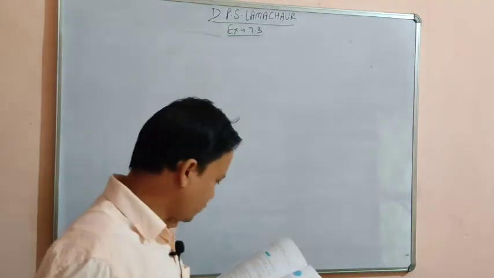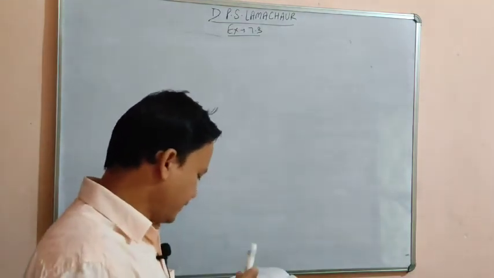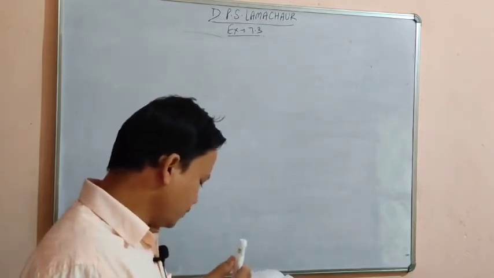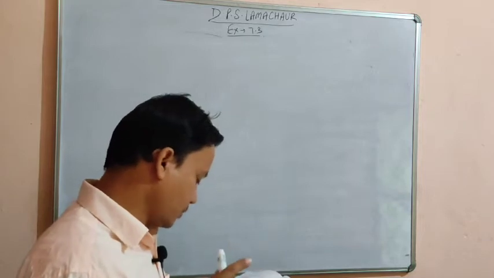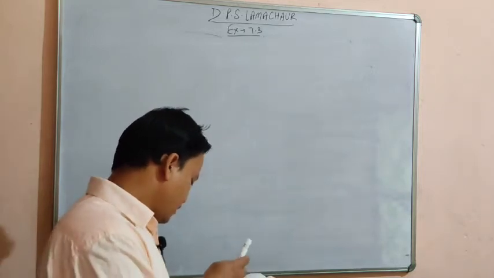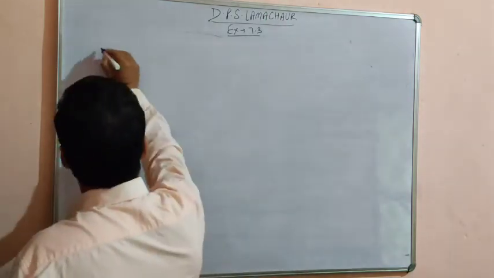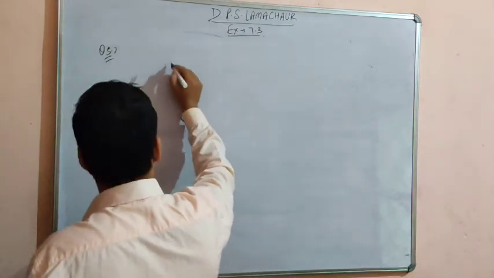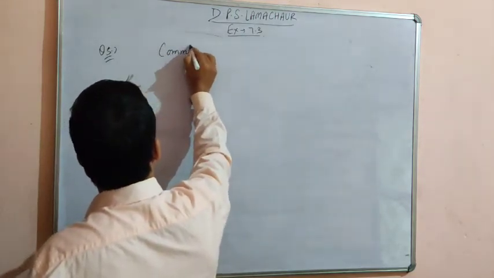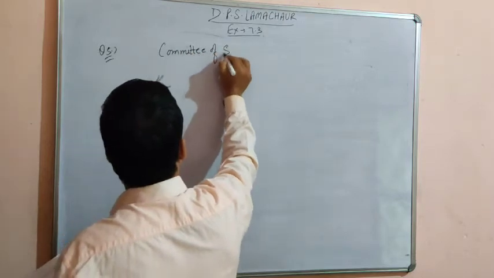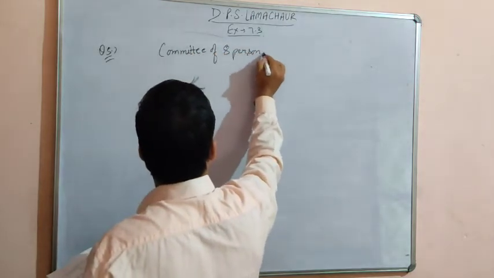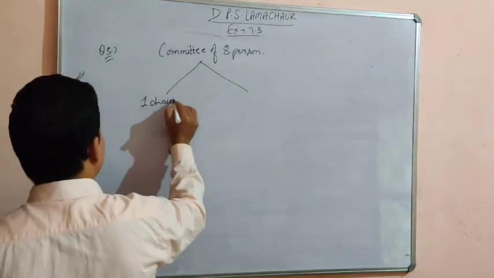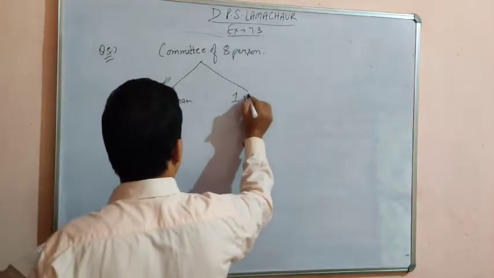Next question is question number 5. From a committee of 8 persons, in how many ways can we choose a chairman and a vice chairman, assuming one person cannot hold more than one position? So from a committee of 8 persons, question number 5, we have a committee of 8 persons, and we have to make one chairman and one vice chairman.